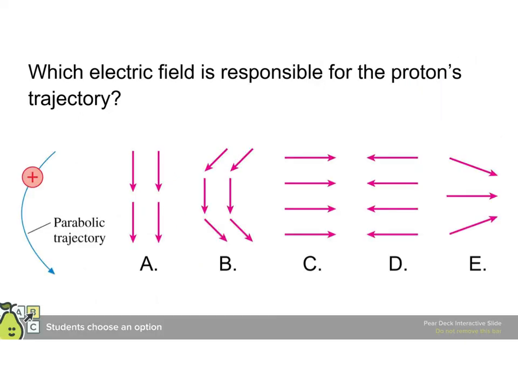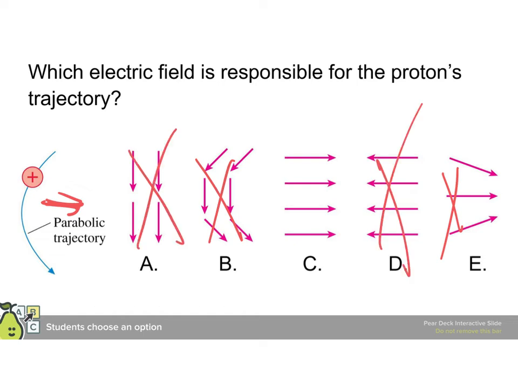All right, which electric field would be responsible for this proton's trajectory? We see that the proton is undergoing a parabolic trajectory, and that says to us, well, parabolic trajectory is constant acceleration, which means constant force, which means constant field. So I need the field to be constant. That immediately turns out these two, because the fields aren't constant. The acceleration is pointing towards the right, so the force has to point towards the right, so the field has to point towards the right. That kills that one and that one, leaving us, not surprisingly, with the one in the middle here. A constant field that points rightward and therefore drags the proton rightward.